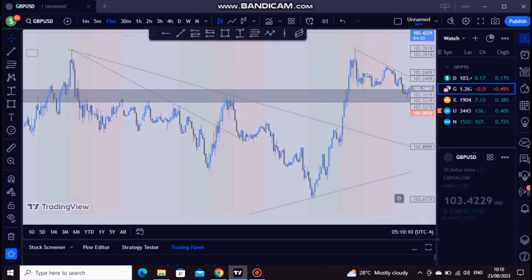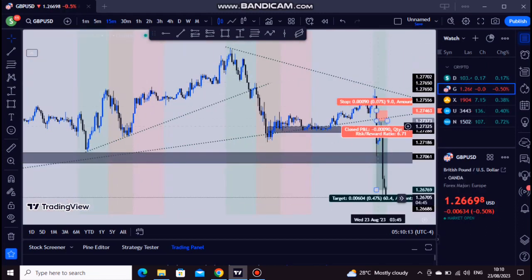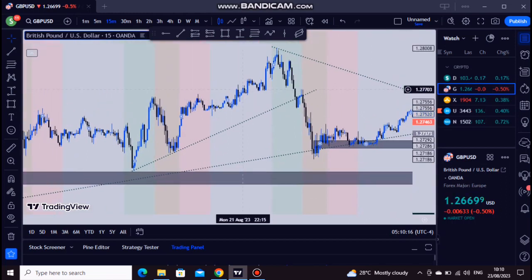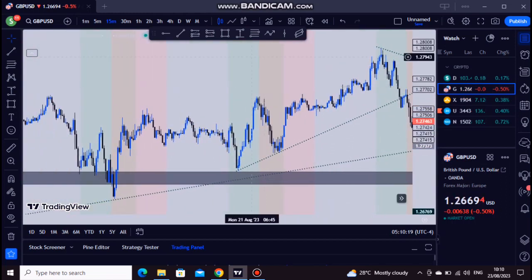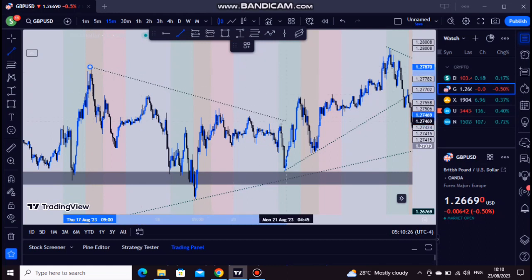So the third day, what do we have here? This is the first, second, third. What happened on the third day? Look at that reversal here. If you have drawn your trend line the way I told you on the 1 hour, you have a very nice break to the upside.